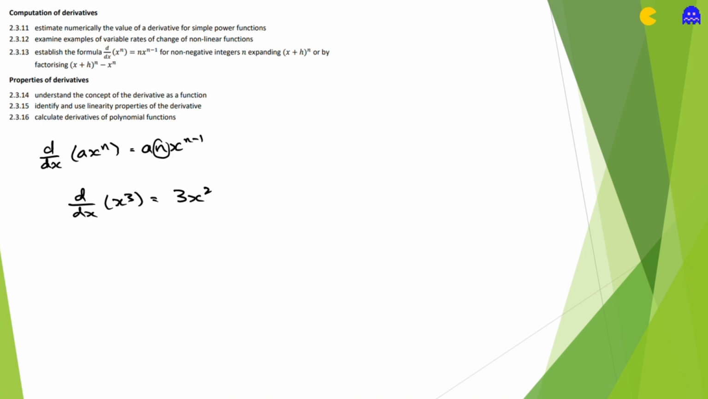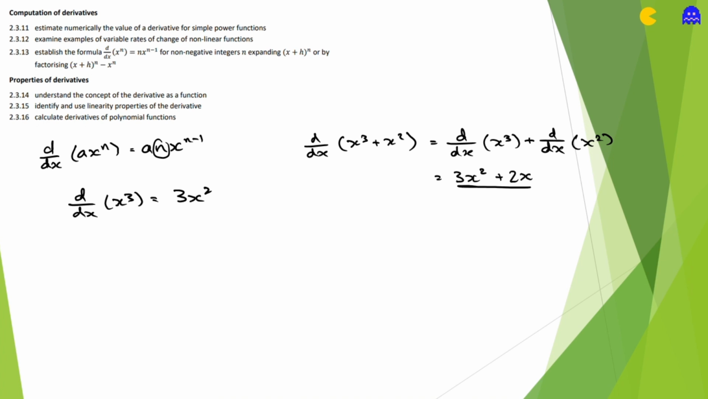Another important thing is the linearity properties of a derivative. If we're trying to find the derivative of x cubed plus x squared, for example, we can equally write that as d/dx of x cubed plus d/dx of x squared. This is one of the linearity properties of derivatives, and it's probably the most important linearity property in differentiation. So if we want to differentiate x cubed plus x squared, we just differentiate x cubed to get 3x squared. We differentiate x squared to get 2x. And so we've differentiated. This is the derivative of x cubed plus x squared.